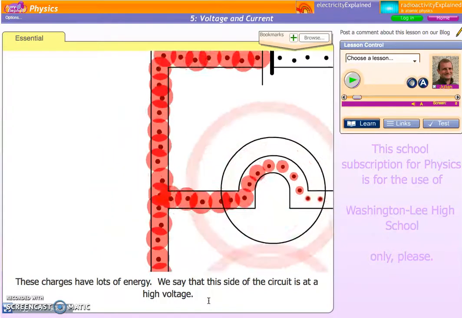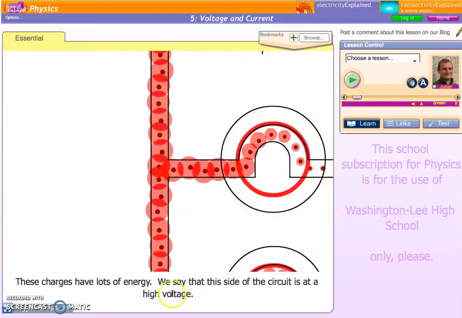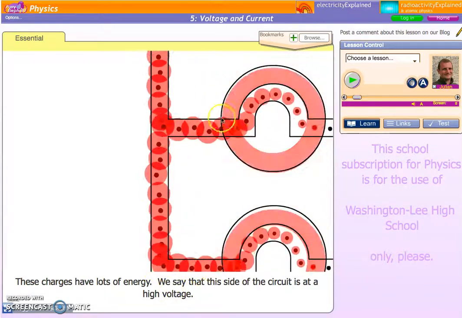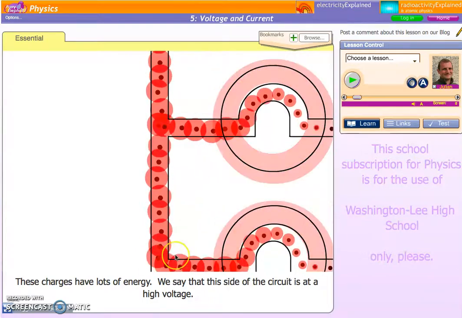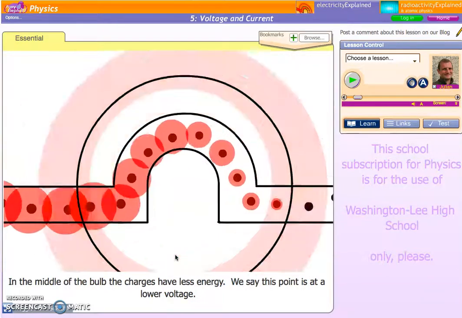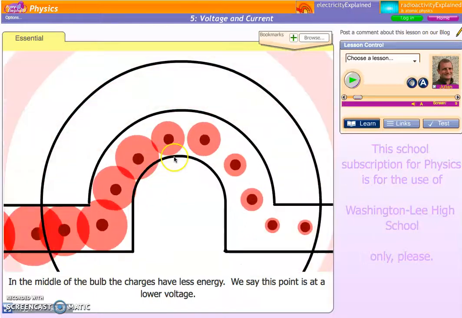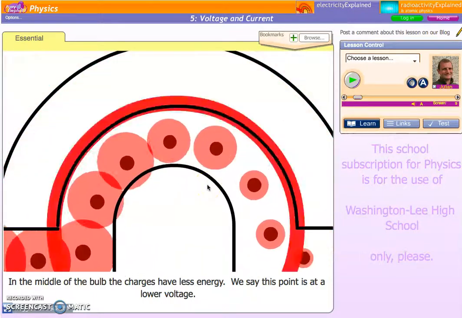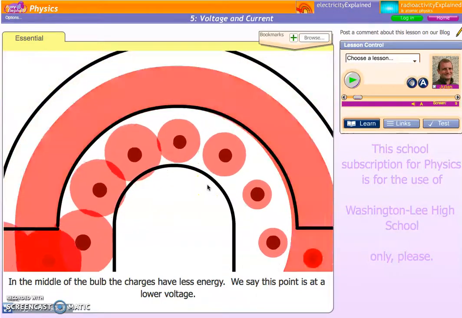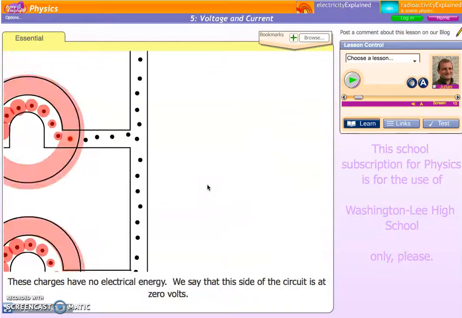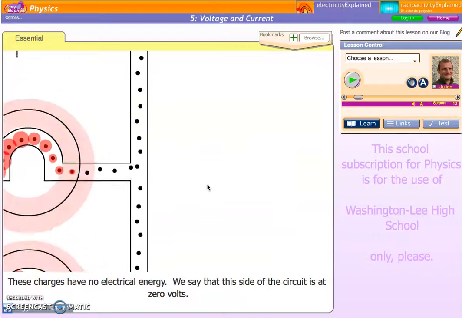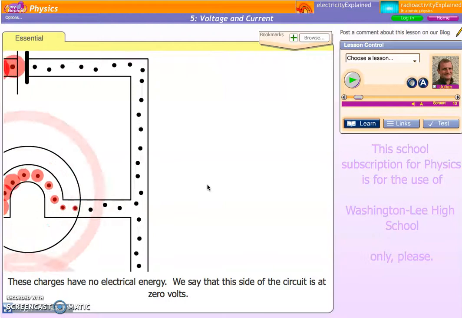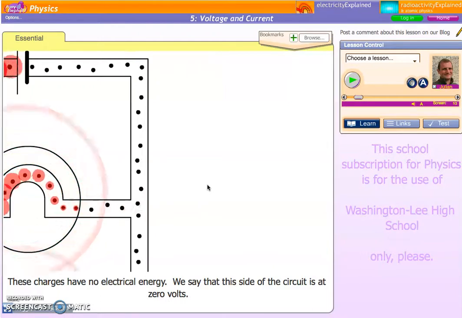These charges have lots of energy. We say that this side of the circuit is at a high voltage. In the middle of the bulb, the charges have less energy. We say that this point is at a lower voltage. These charges have no electrical energy. We say that this side of the circuit is at 0 volts.